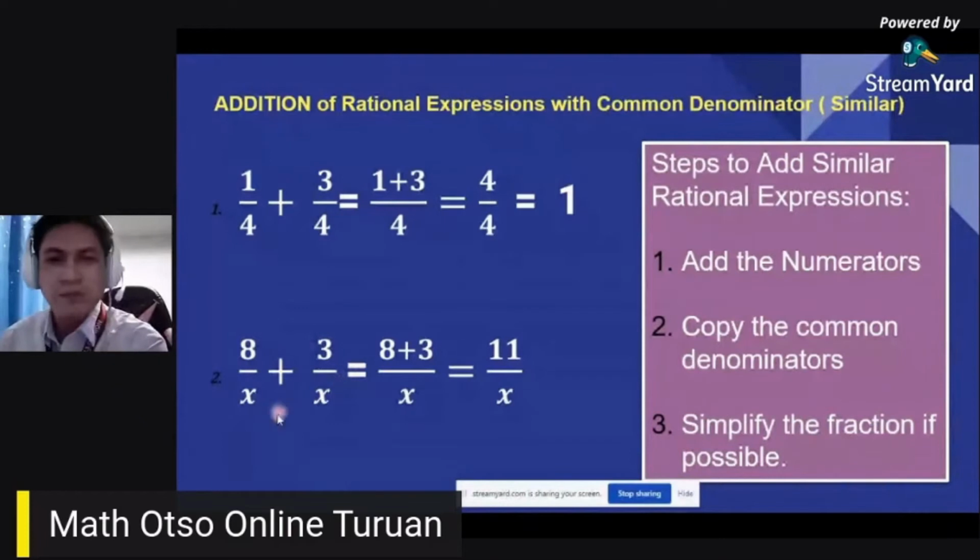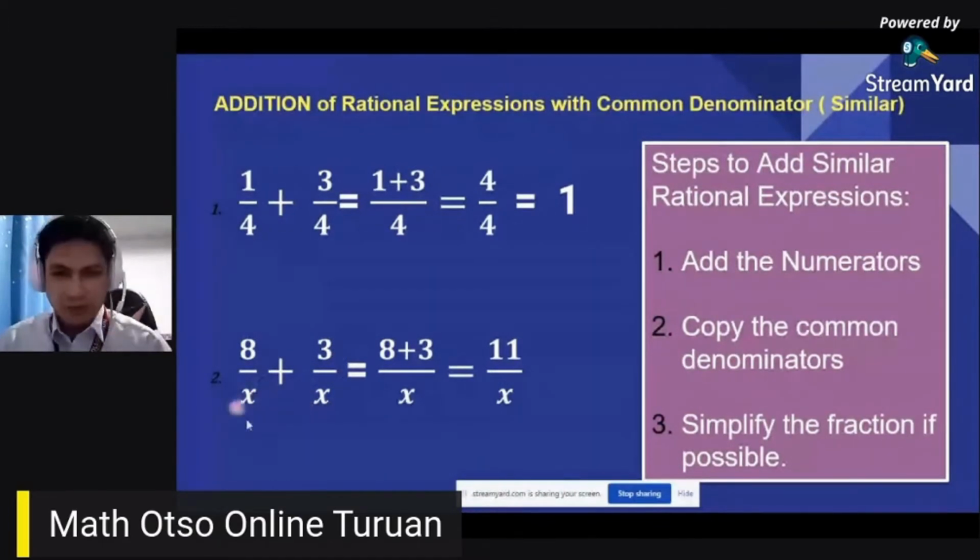Next, number 2. We have 8 over x plus 3 over x. Again, take a look at the denominator. They have a common denominator. So what is our rule? Add the numerators, so we have 8 plus 3, all over, copy the common denominator. What is the common denominator? That's simply x. And then simplify. 8 plus 3 is 11, all over x.